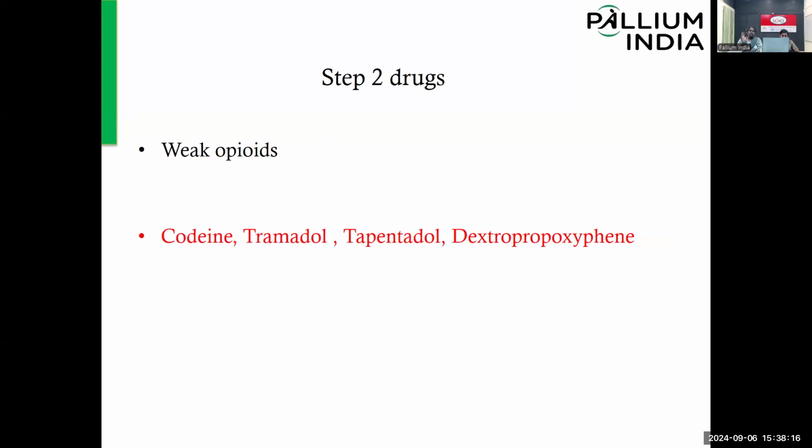I think we have already finished the step one drugs. They include NSAIDs, that is selective COX-2 inhibitors and non-selective inhibitors, and also paracetamol. These are the step one drugs. Next, we are moving to step two drugs. They include weak opioids. Examples of weak opioids are codeine, tramadol, tapentadol, and propoxyphene. These are the step two drugs.